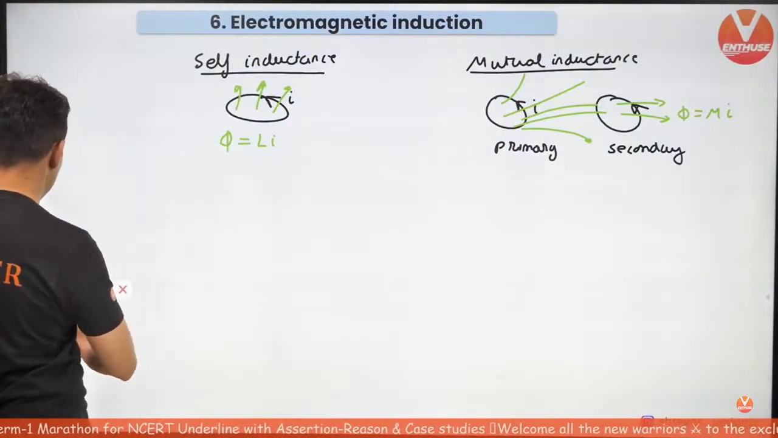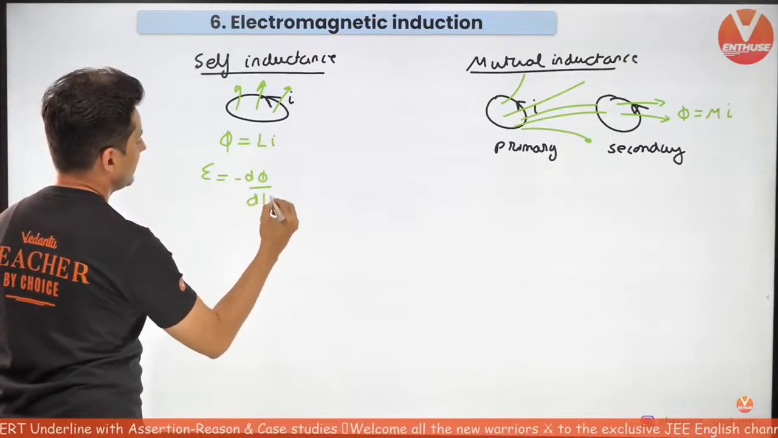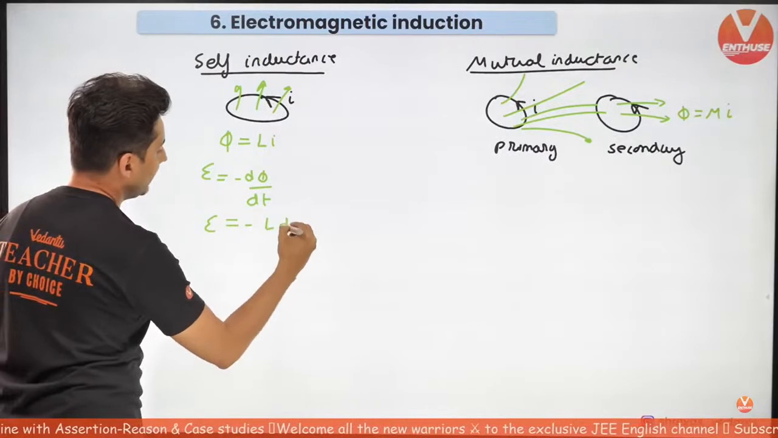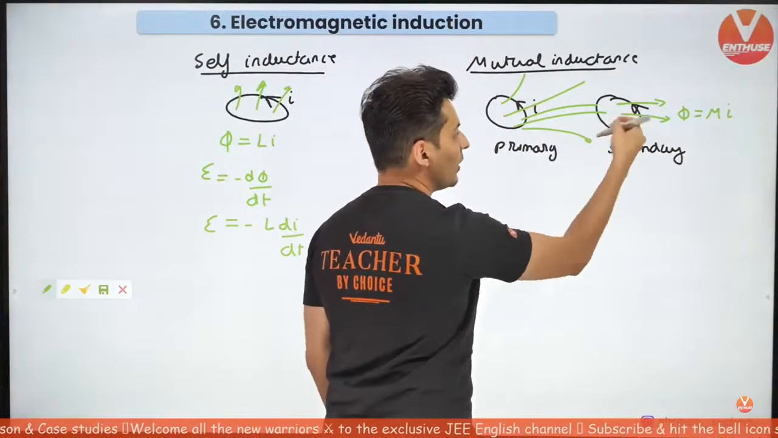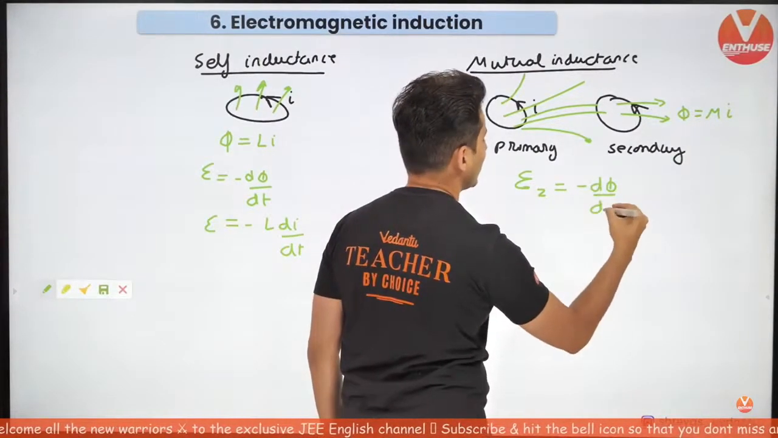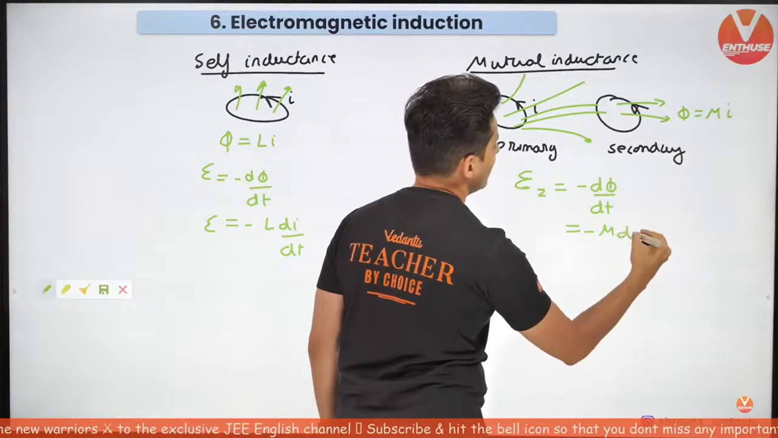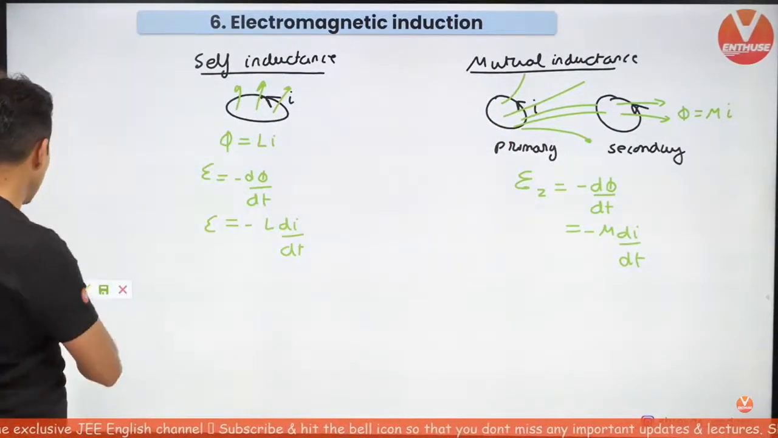If you differentiate this, you will get EMF, which is minus d phi by dt, which will be nothing but minus L di by dt. Same thing over here. If you want to find the EMF in the secondary coil, just differentiate the flux over there. So it will give you minus M di by dt. As simple as that. That's something you should keep in mind.